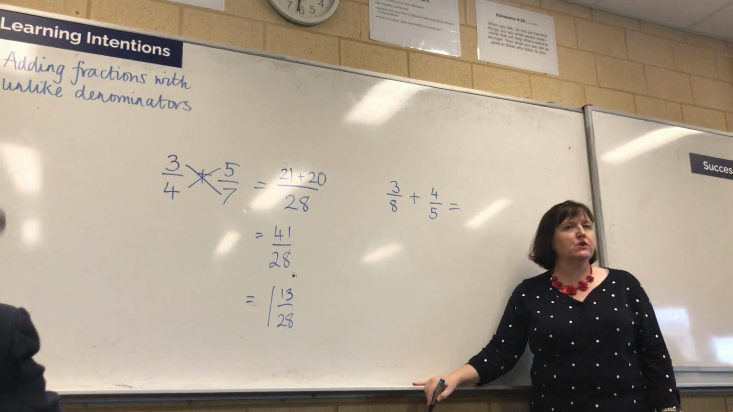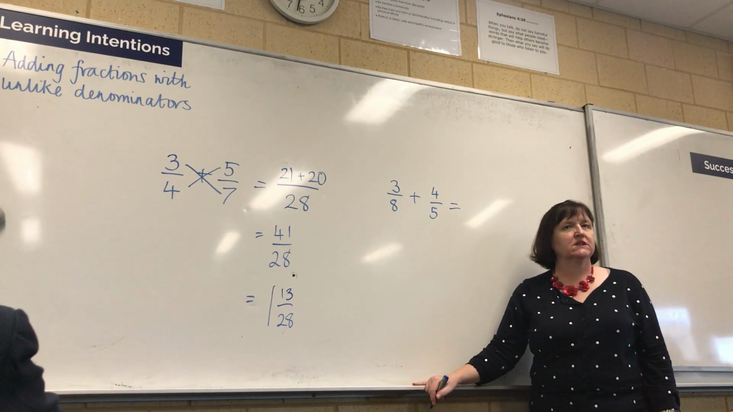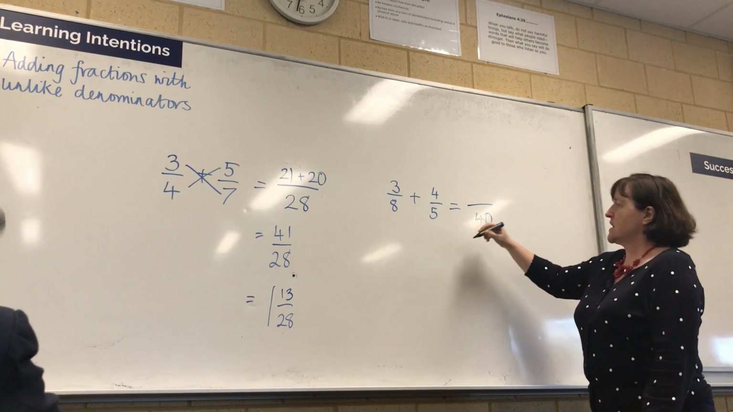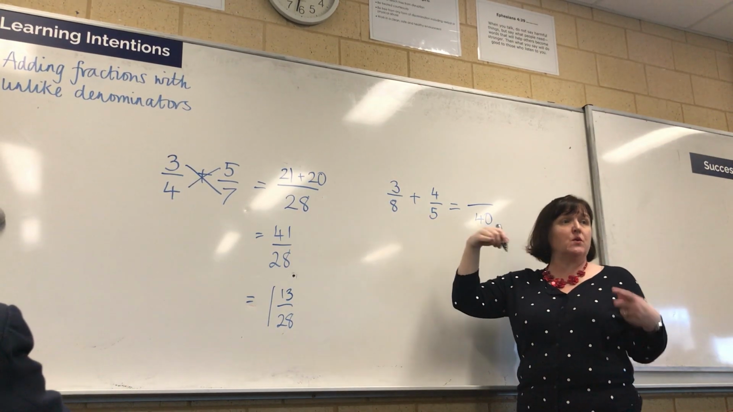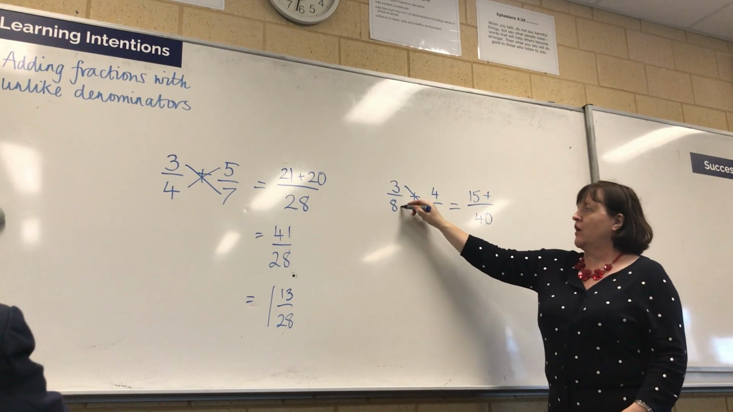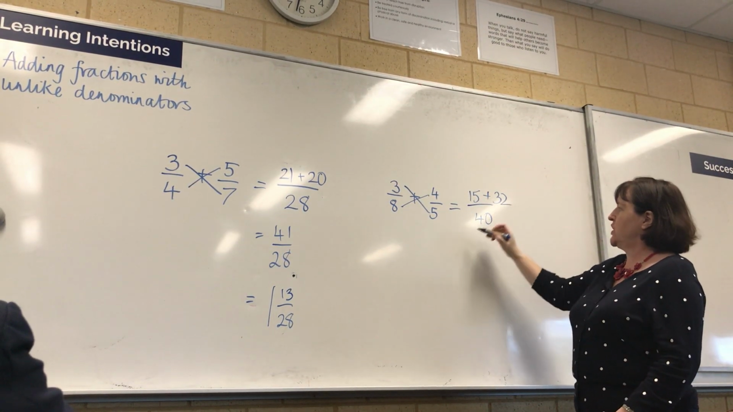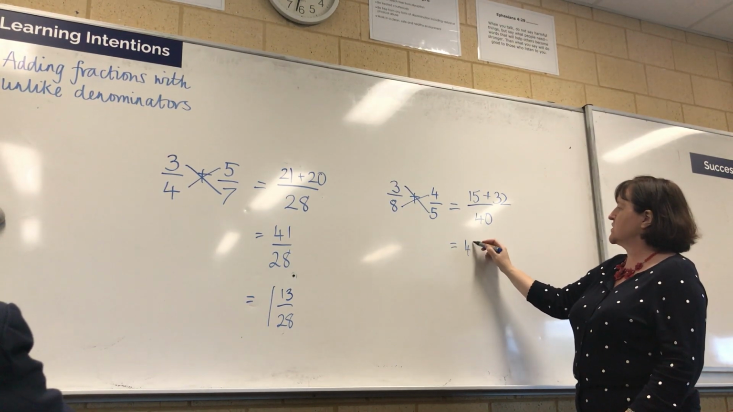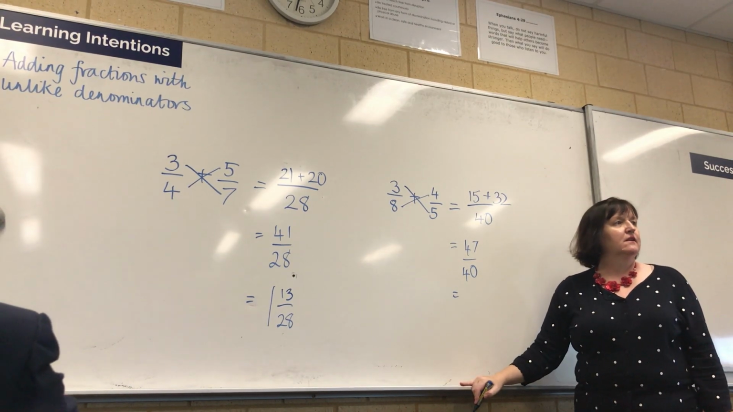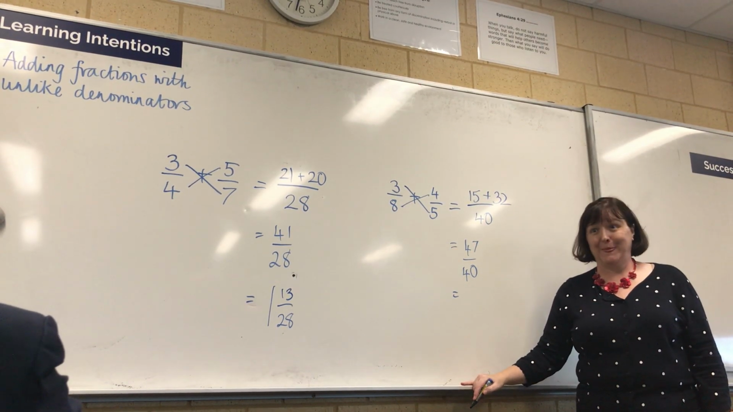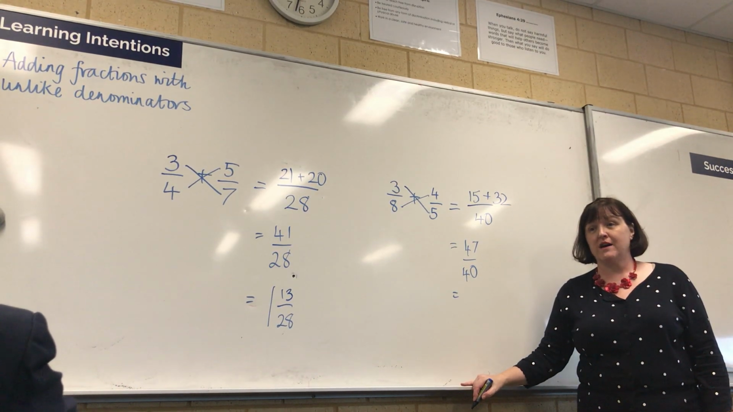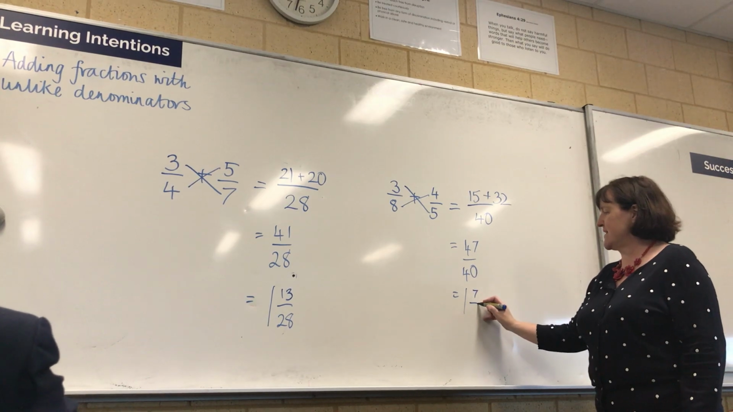So what's my new common denominator? 40. Well done. 40. So we got that by multiplying those, so we can cross multiply. 3 times 5 is 15. 8 times 4 is 32. That comes to 47 over 40. What do I do now? You make it a mixed number. And that is 1 and 7/40. Brilliant. 1 and 7/40.